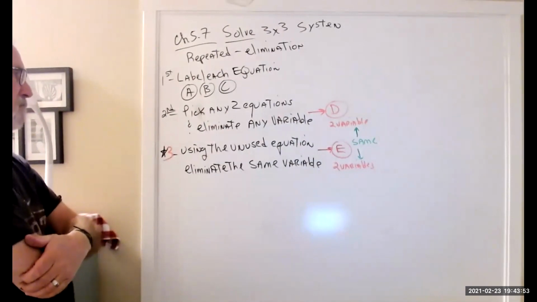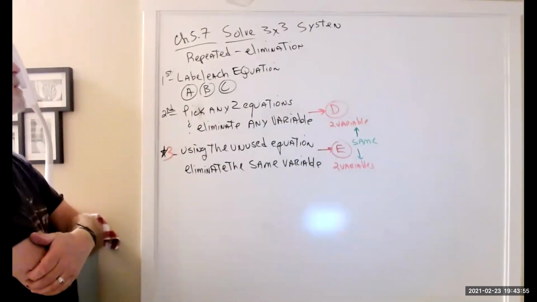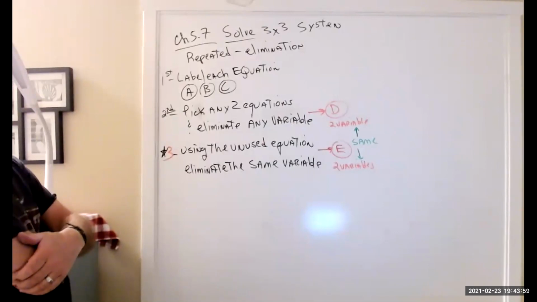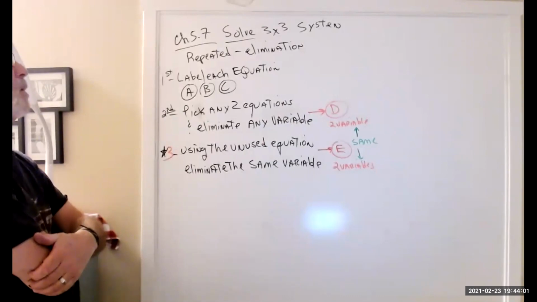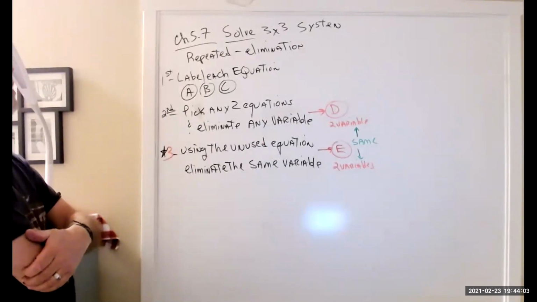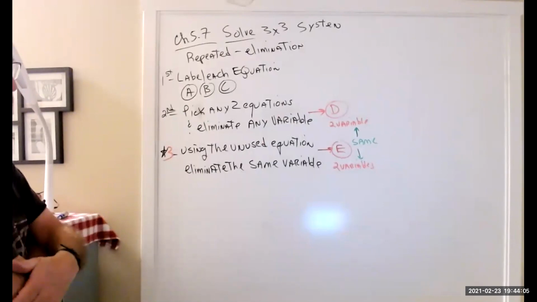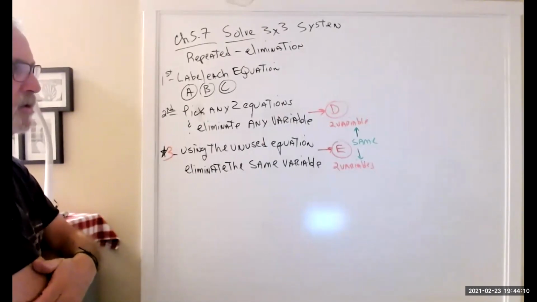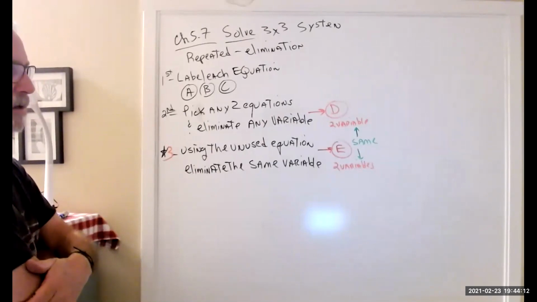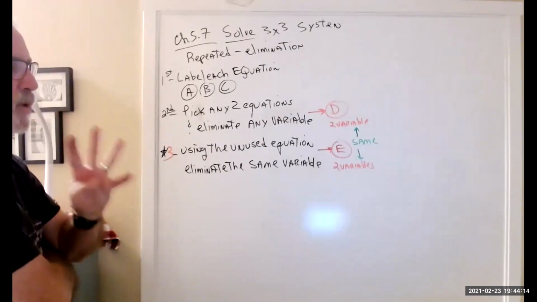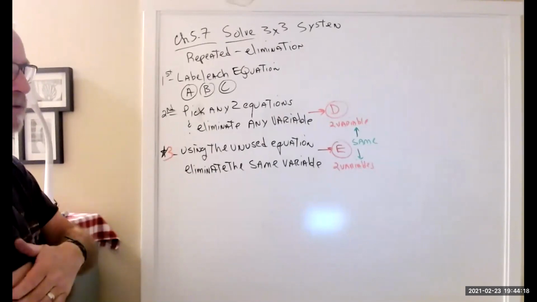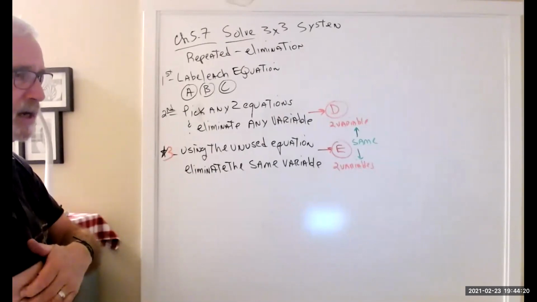Just a quick question. With the 3x3, can't you just use the methods that we used for the 2x2 and then just plug in your answers to the third and see if that's correct? No, because you won't be able to eliminate. It won't work. With 3 variables, you can't eliminate 2 of them. You can only eliminate 1 at a time.